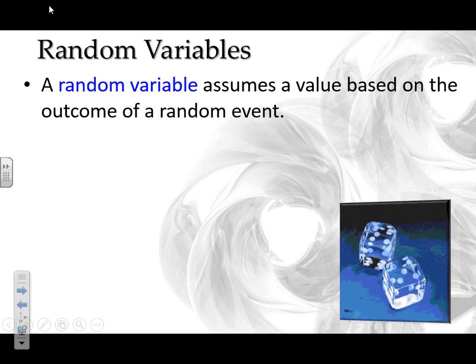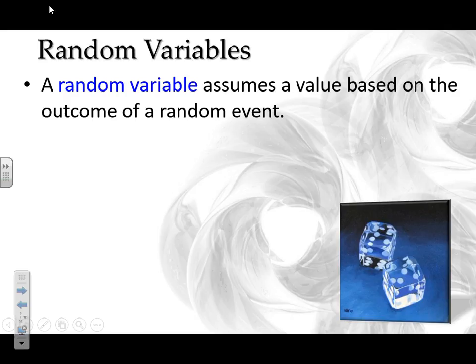All right, first thing, we need to define random variables. What are they? So a random variable assumes a value based on the outcome of a random event. So it's a variable that assumes a value based on the outcome of a random event. So that might be, we flip a coin 5 times, and we want to know the number of heads that occur. The number of heads would be a random variable.